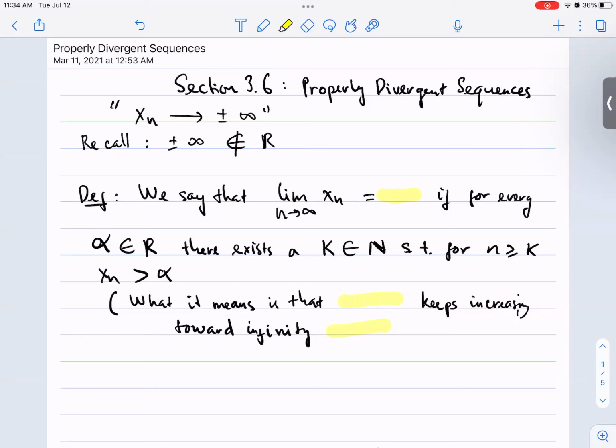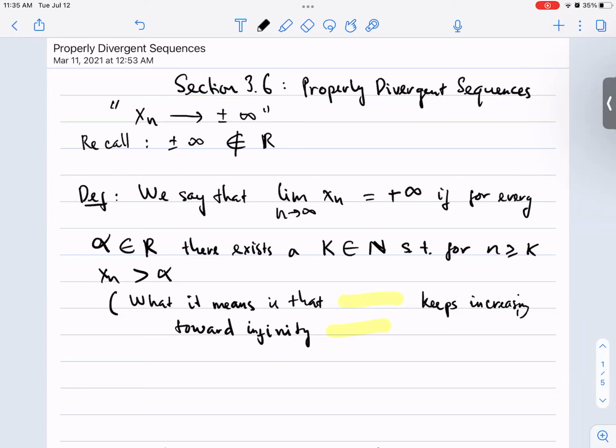We say that the limit of a sequence xn is equal to plus infinity if for every alpha in the set of real numbers there exists a natural number k, such that for any index n bigger than or equal to k, xn must be bigger than alpha. Here, the way to think about this definition is as follows.